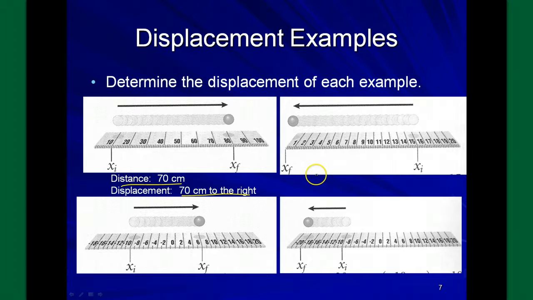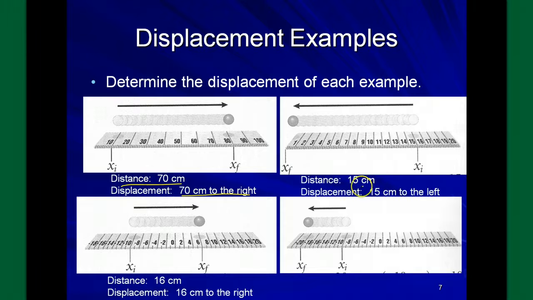All right. This one here looks like we started at 15 centimeters and we moved to 0. 0 minus 15 would be a negative 15. So we would say the distance would be 15 centimeters, but the displacement is 15 centimeters to the left, or we might just say negative 15. Remember, negative indicates a leftward movement, a negative direction.